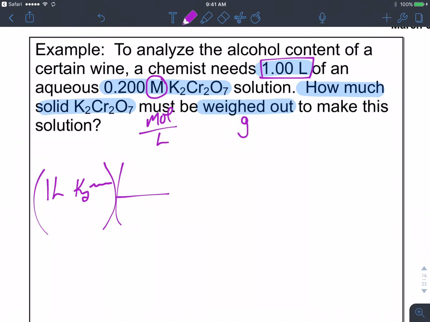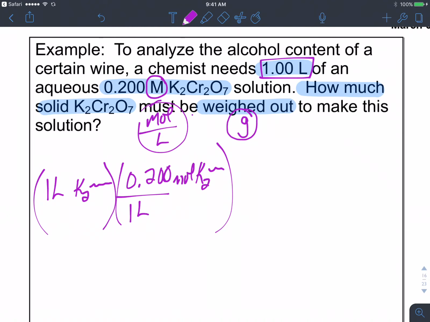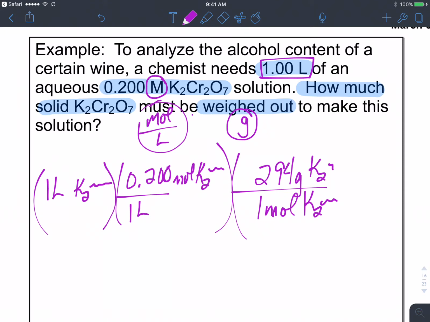Now, if we have 1 liter on top, on the bottom we also need to have 1 liter so that we can use this conversion factor. 1 liter is 0.200 moles of K2Cr2O7. Now, I need to know how many grams is needed in order to make this solution. So, I know that 1 mole of K2Cr2O7, potassium dichromate, weighs 294 grams. So, if I go ahead and do all my math, that comes to 58.8 grams of K2Cr2O7.